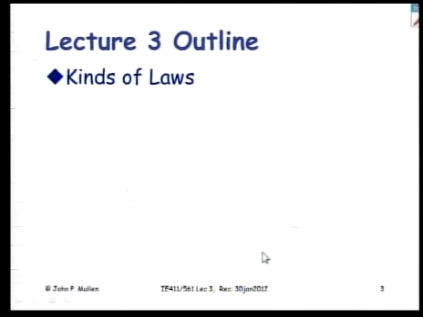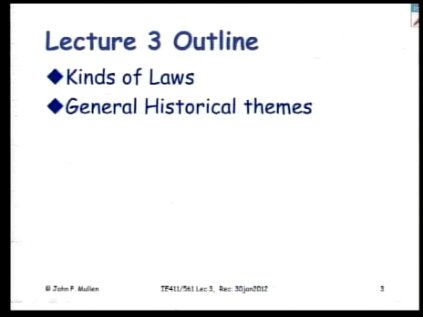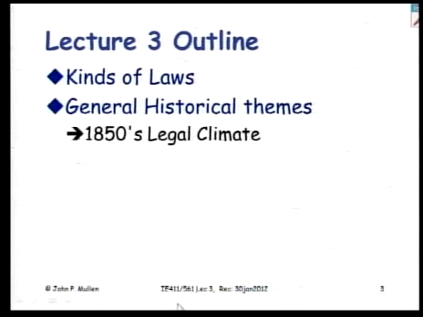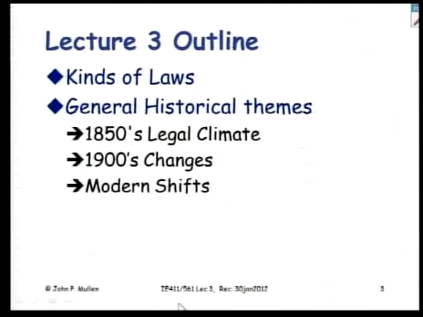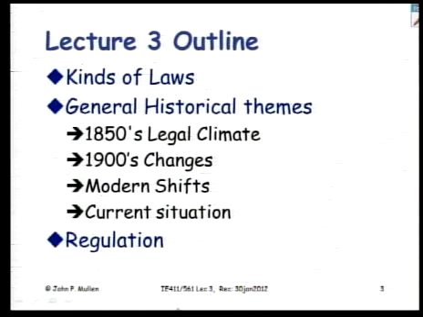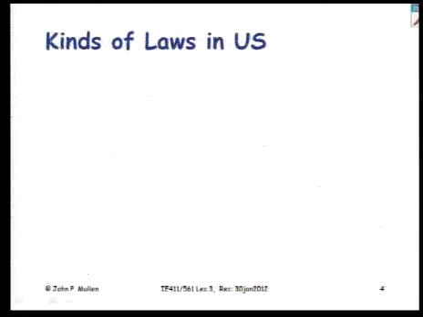Now we're going to talk about kinds of laws, then some general themes that we've seen over history. What happened in the 1850s, there were a lot of changes in perceptions of what was legal and what wasn't. More in the early 1900s, still more today, and we'll bring it up more or less to where we are right now. And then we're going to talk somewhat about regulation, the different kinds of regulation, and what their status is.